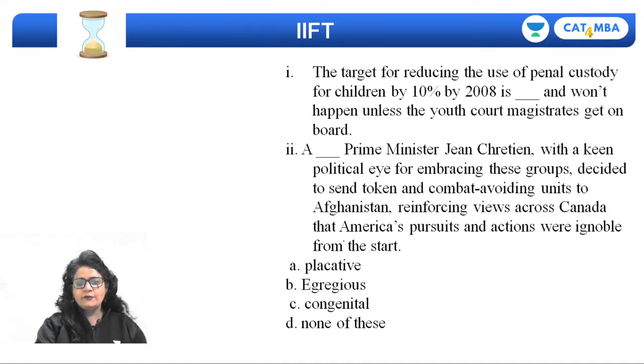Alright, I hope you are clear with the meaning of these words. Placative comes from the root placate, placative gestures. Conciliatory or pacifying, mollifying, calming somebody. Egregious comes from GRE, so that comes from extremely bad error. An extremely egregious error is something heinous, viciously bad. Congenital comes from G, since birth. Right?